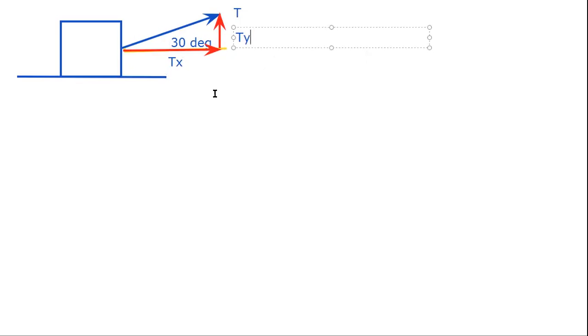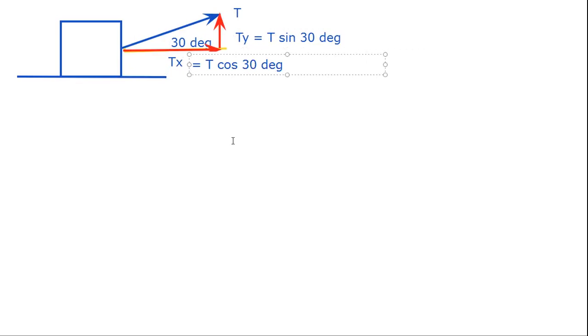Now we usually calculate the values of T sub x and T sub y in terms of the tension. T sub y is equivalent to T sine of 30 degrees, so you use your sine function. Our T sub x is in terms of cosine, so this is equal to T cosine of 30 degrees. So what are we looking for? We are still looking for how much tension is present on our box.